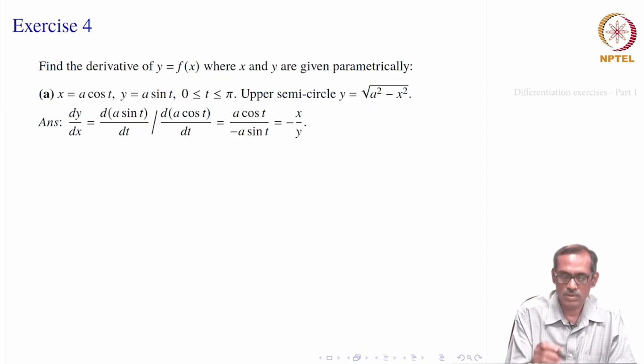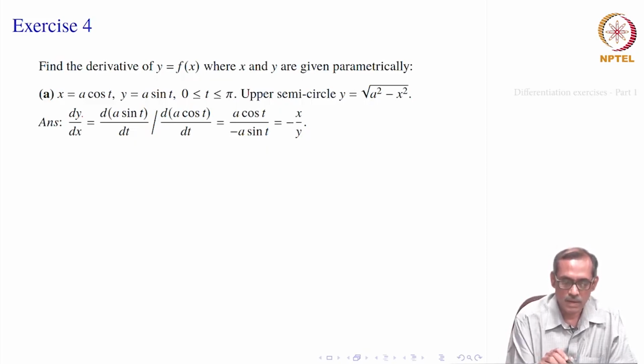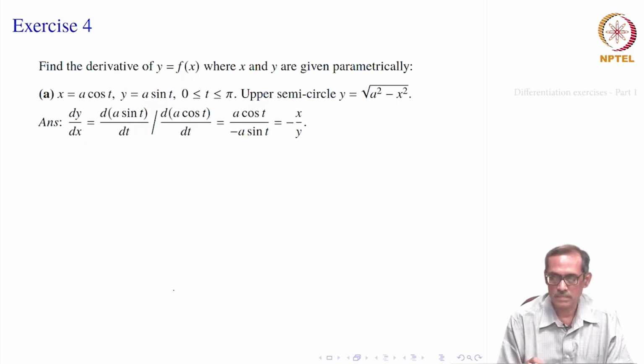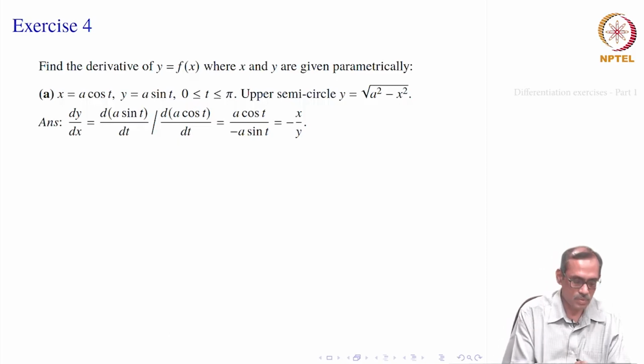Okay. So, let us do the parametric way. Now, dy by dx is dy by dt whole divided by dx by dt. So, the first one gives a cosine t, divided by the differentiation of a cosine t, that gives minus a sin t. So, a and a cancel, we have a minus sign, and since x is a cosine t and y is a sin t, it is just minus x divided by y.